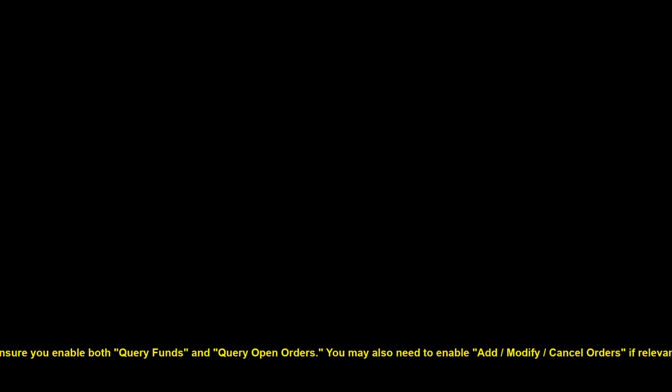In the API key creation menu, specify the permissions needed for your notifications. For notifications, ensure you enable both query funds and query open orders. You may also need to enable add/modify. After selecting the necessary permissions, click on the button to generate the new API key.